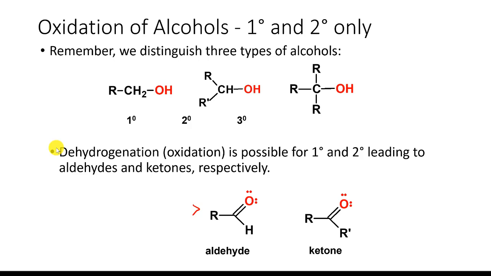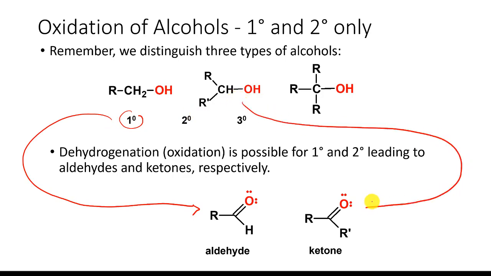The next thing to talk about is oxidation of alcohols. So remember, we classify alcohols as primary, as we do here, or secondary. This is the secondary. And tertiary. It turns out primary alcohols can be converted into aldehydes by oxidation, and secondary alcohols can be converted to ketones.